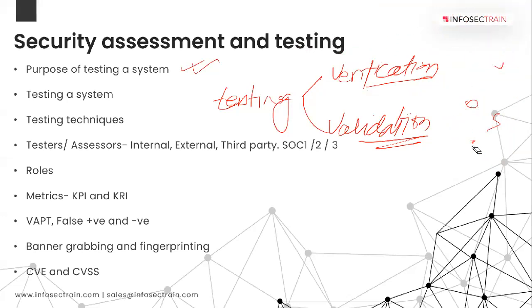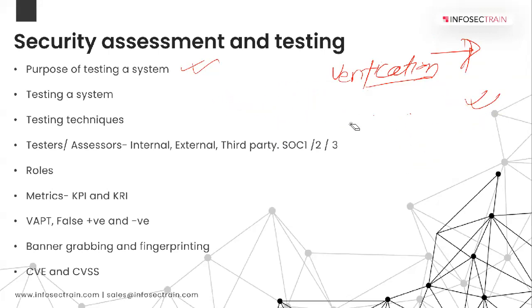So verification is whether what I implement is implemented correctly, and validation is whether whatever I'm implementing is in line with the business requirement of the organization. So whether I'm building the right product or not, whether I'm building the right security architecture or not, that is what validation is. Verification is whether I've built it right.